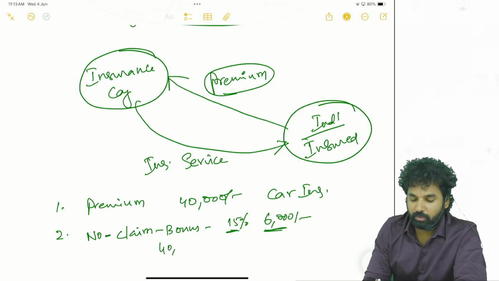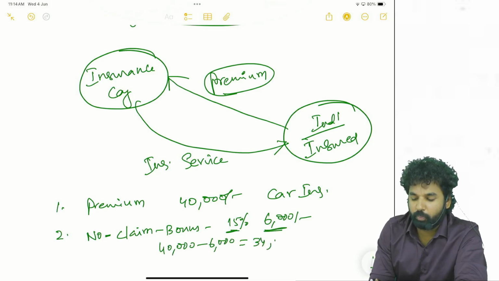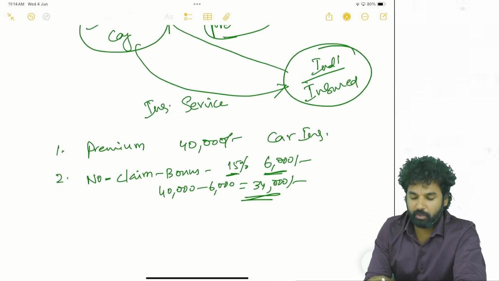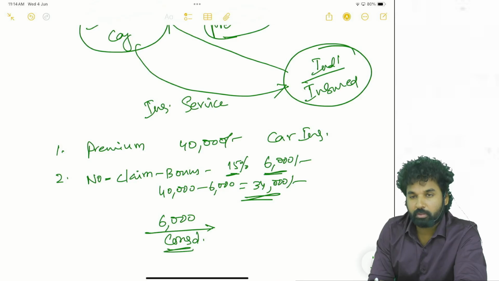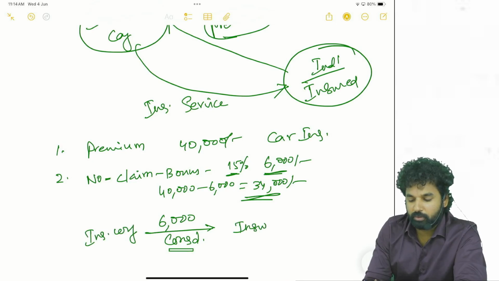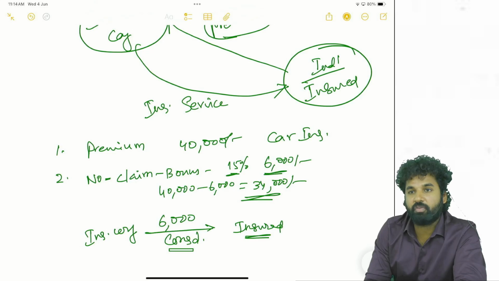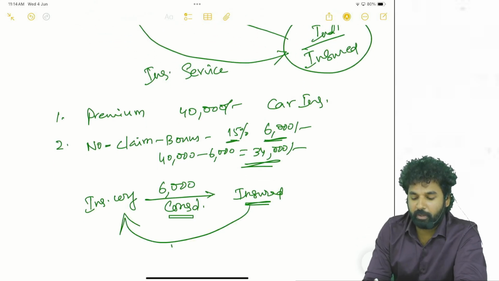Okay, so 40,000 minus 6,000, 34,000 will be the new premium amount. So here, can this 6,000 rupees be treated as a consideration? Consideration from whom to whom? From the insurance company to the insured. For what? Against what? For not claiming.